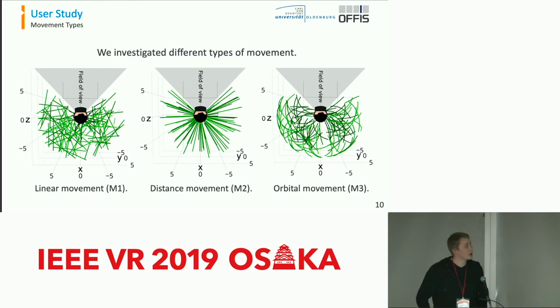These are all investigated types of movement in our user studies. We had the linear movement, which is a movement from any point A to any point B around the user. Then we had a specific type of movement, which was called the distance movement here, which was a movement that was either going towards the user or away from the user, also in a linear movement. And we had an orbital movement where objects were not moving any closer or farther away, but were just changing the direction in which they appeared.